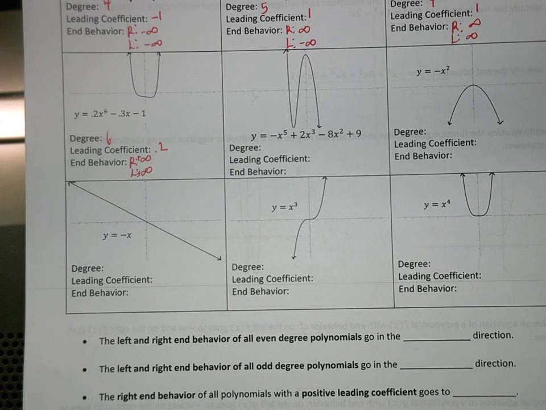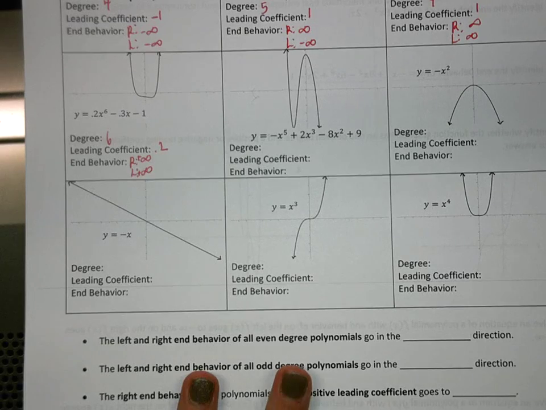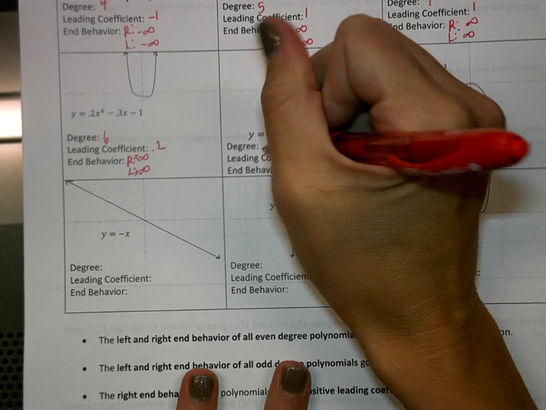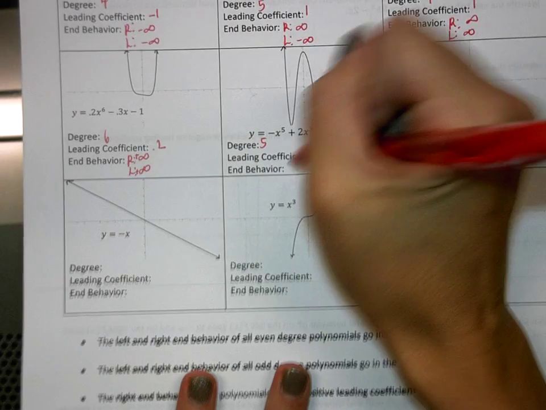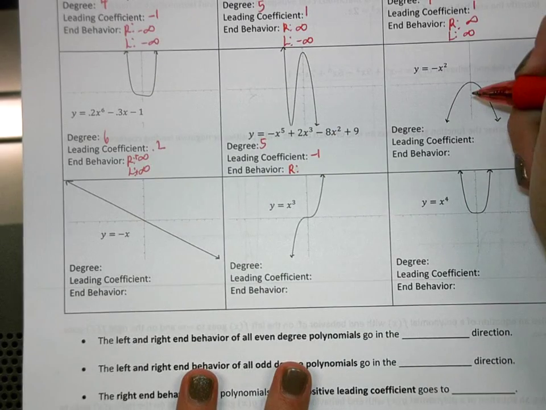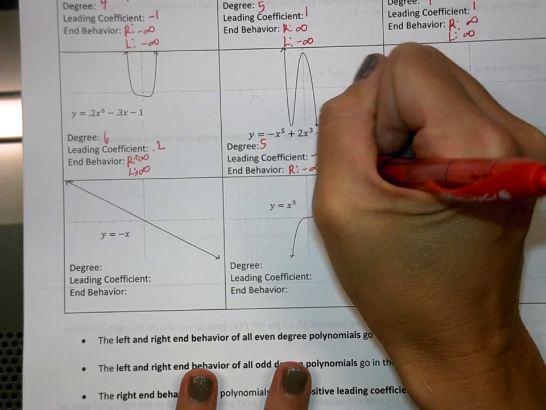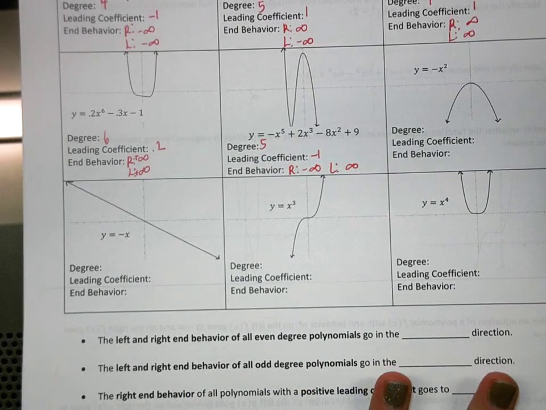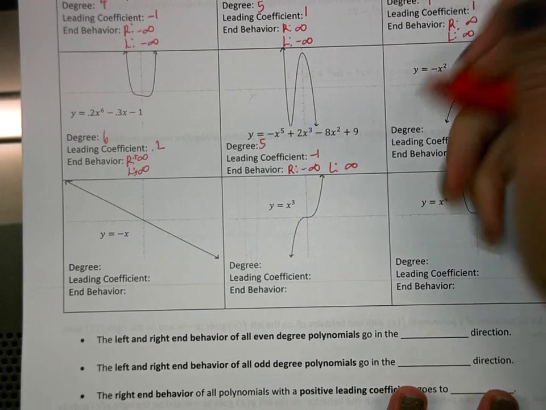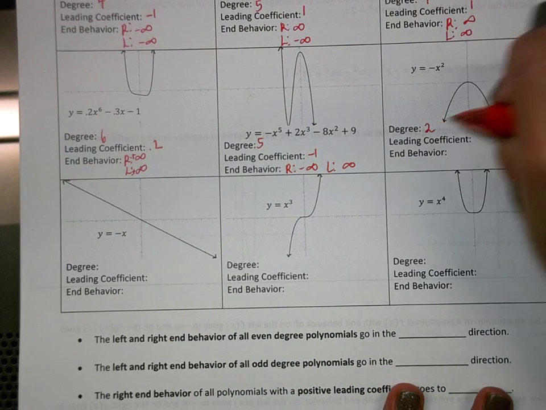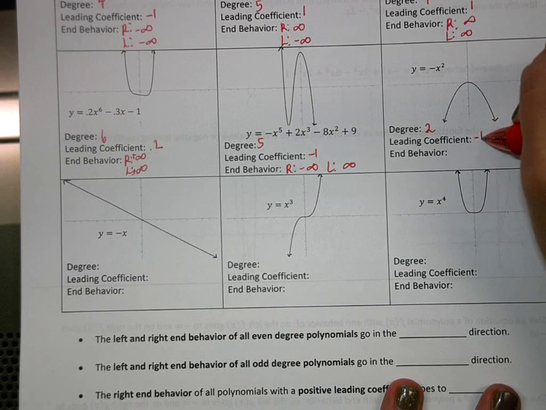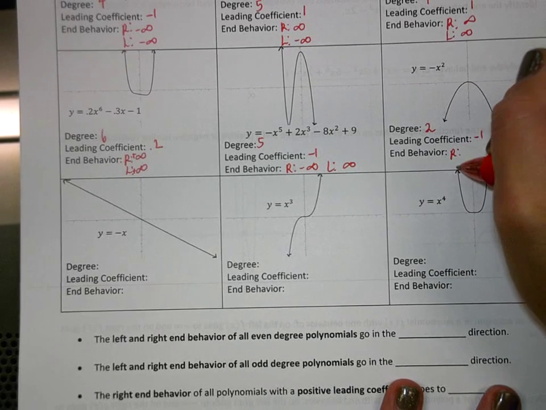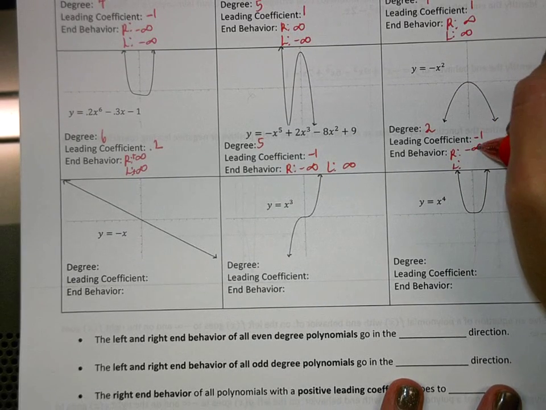All right, next one over. What is the degree on that one? 5. Good. 5 is correct. And what's my leading coefficient? Negative 1. My right end behavior is good, and the left is good. Next one, the degree is 2, leading coefficient. The right and left are both negative infinity.